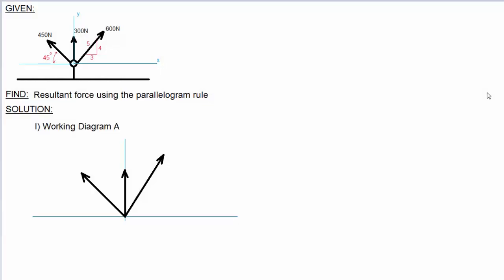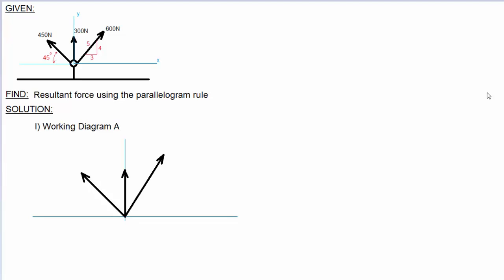So we looked at last time how to resolve two forces into a single force using the parallelogram rule. This week we're going to look at how to resolve three forces using the parallelogram rule. So you see we have a given diagram here. There's a 300 Newton force acting in the y direction, a 450 Newton force acting at 45 degrees in the second quadrant, and a 600 Newton force acting on a 3, 4, 5 triangle in the first quadrant.